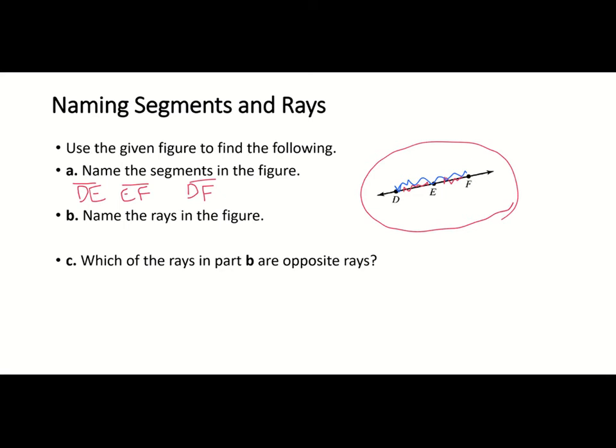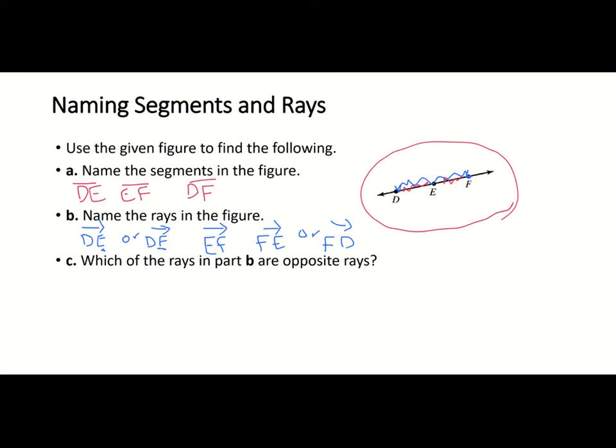All right, when we name rays, we could have ray, we start with D as an endpoint. It could be DE, or another way to name that ray would be DF. Again, same ray. D is the endpoint, but it goes through E or F. We could have ray EF, or if we use F as the endpoint, we could have ray FE, or another way to name that would be ray FD. It just depends on what endpoint or what point on the ray you use.